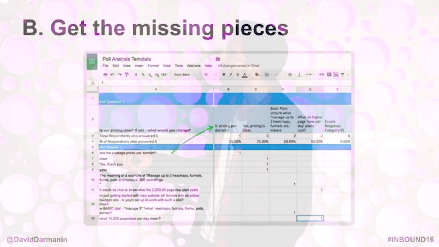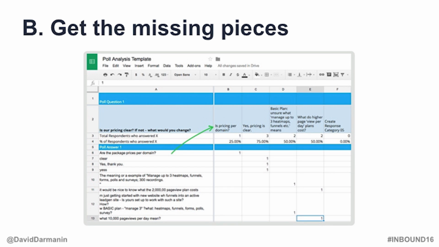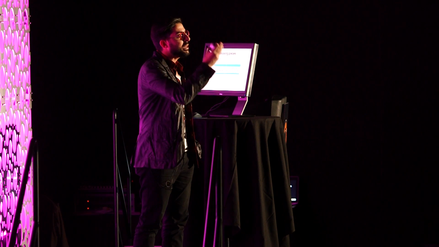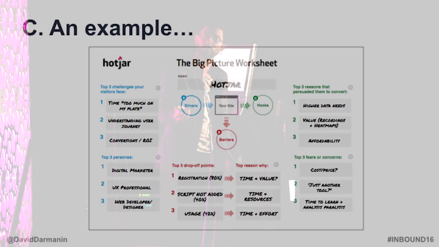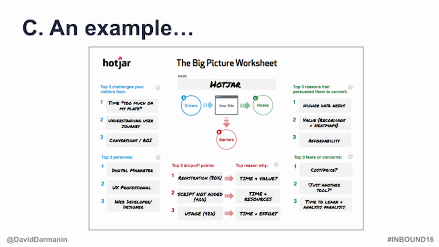And then comes the hard work. So you put all the responses on the left in an Excel spreadsheet, and then you start tagging these guys. And you start identifying what are your biggest objections, your biggest hooks, and whatnot. And this is our final worksheet. So basically, this shows us that time is a big challenge. So that goes back to the registration point, right? So they're saying time. We know they're digital marketers. We know they have higher data needs. They're concerned about cost price.